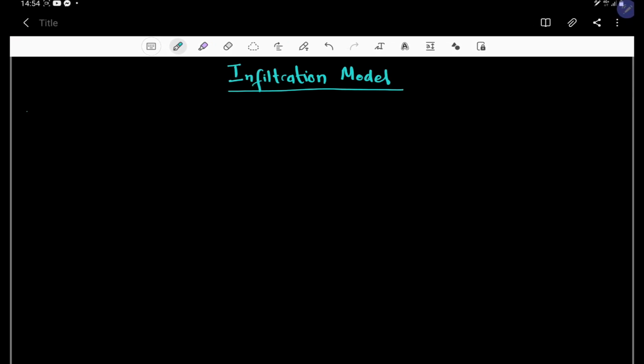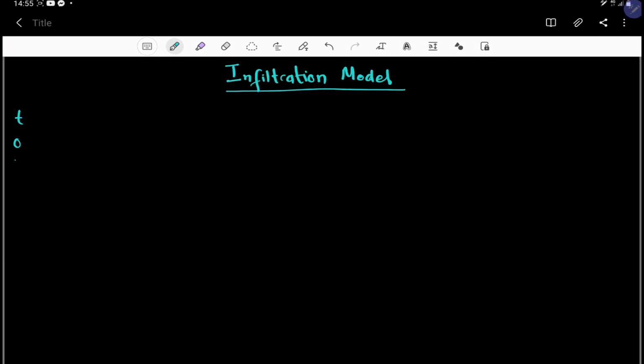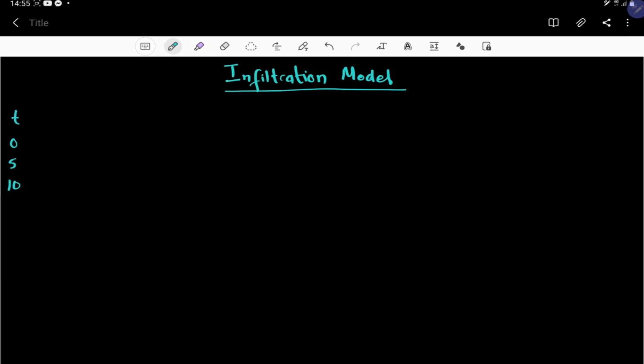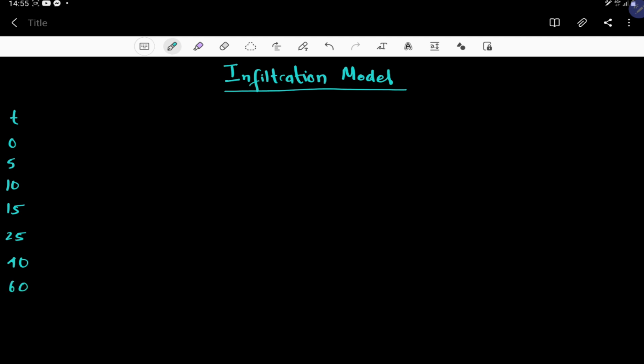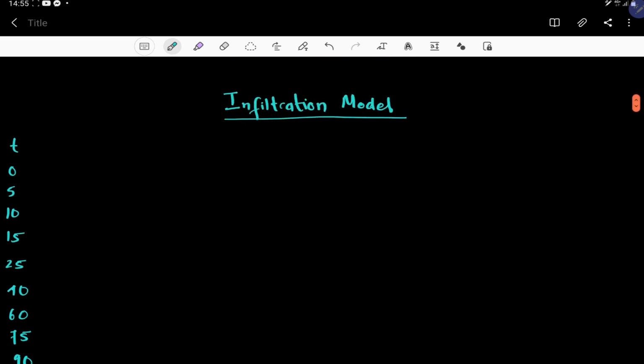So let me make a column with time and note the time here. So 0, 5, 10, 15, 25, 40, 60, 75, 90, 110 and 130 minutes. So this time is in minutes. We have to be very careful about the units here, because if we are not careful about the unit, then our calculations can go pretty wrong.